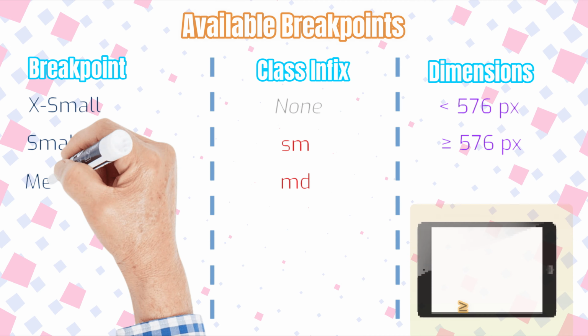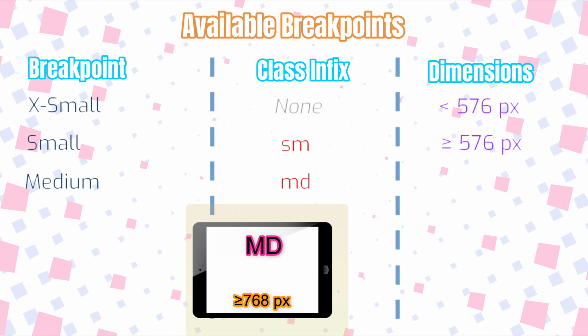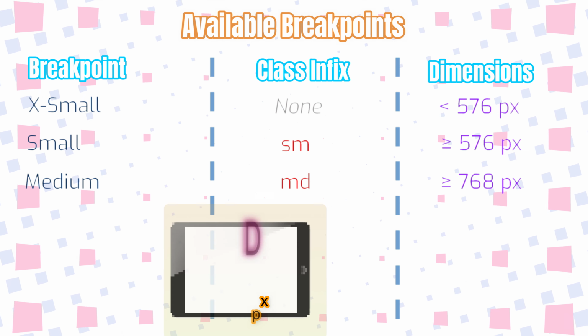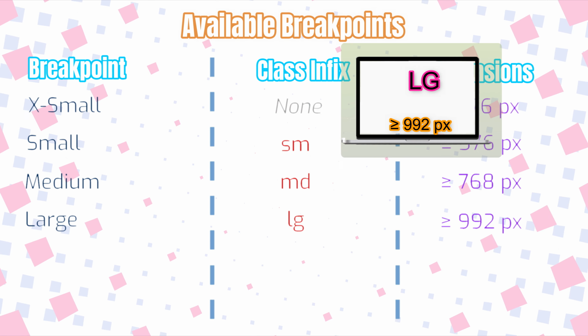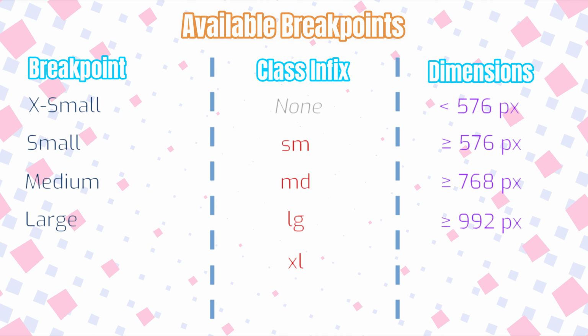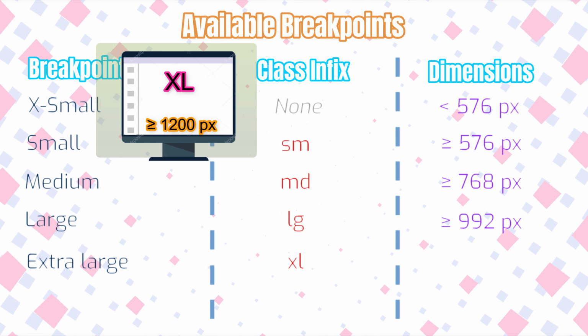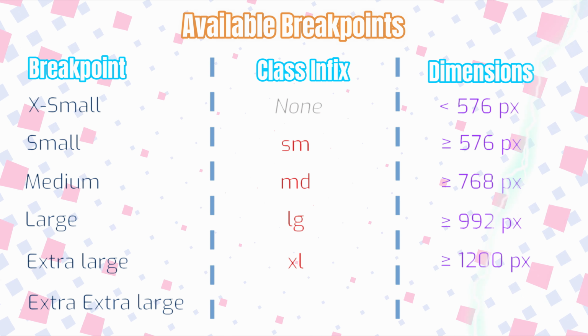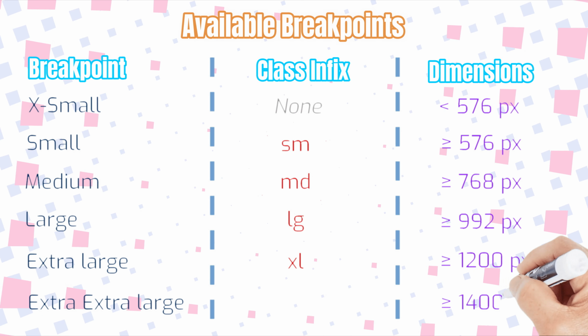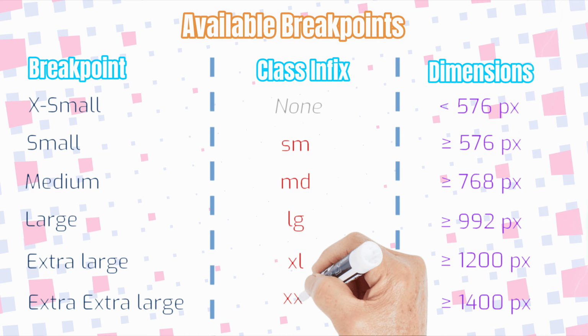Then MD refers to medium devices such as landscape tablets having width more than 768 pixels. LG denotes large devices like laptops and desktops with width greater than 992 pixels. XL is used for big size laptops and desktops having screen width larger than 1200 pixels. Extra large devices, usually television, projector, etc., having width more than 1400 pixels are represented by XXL.